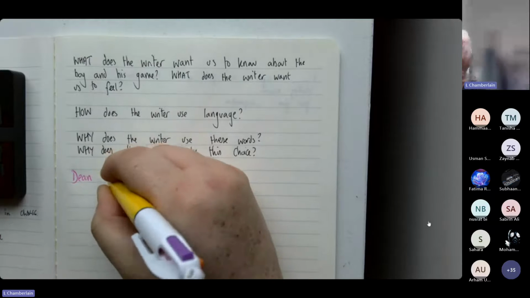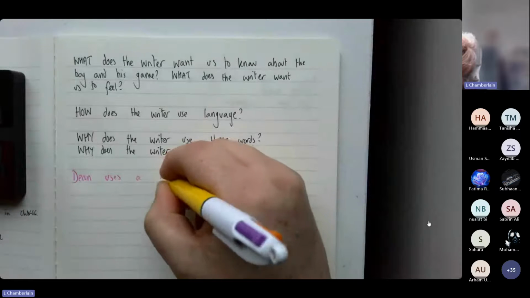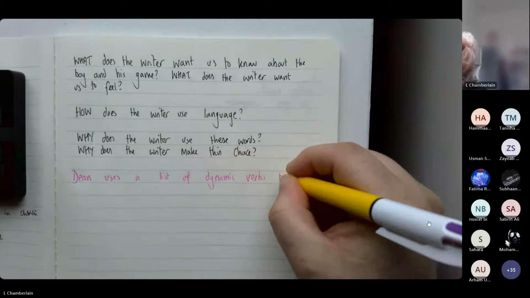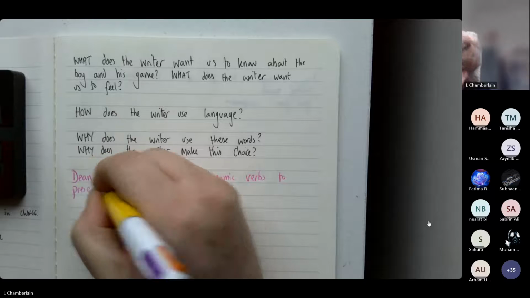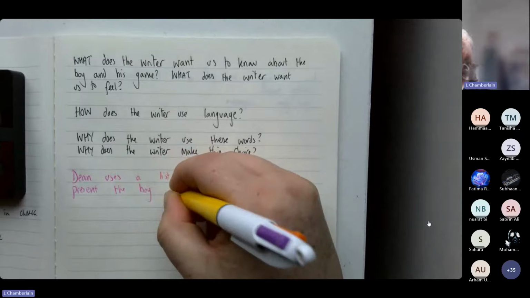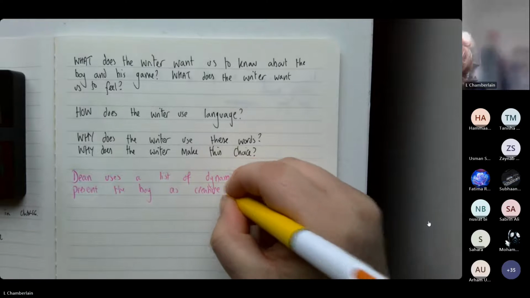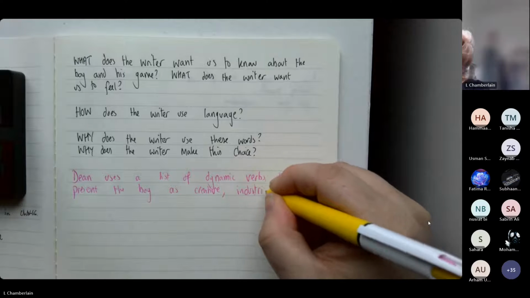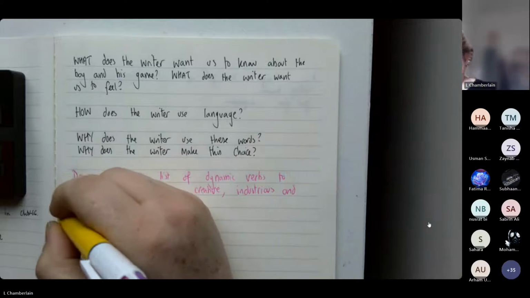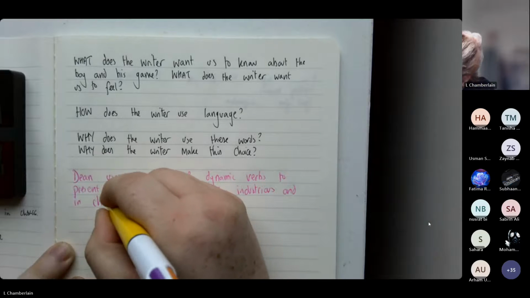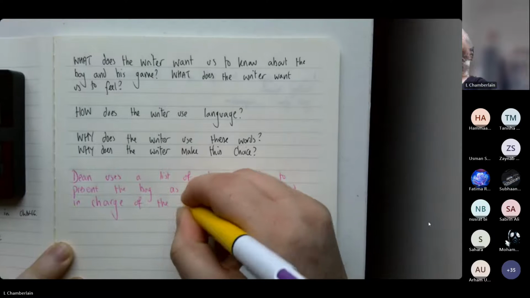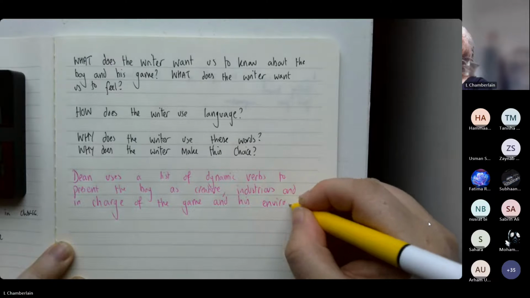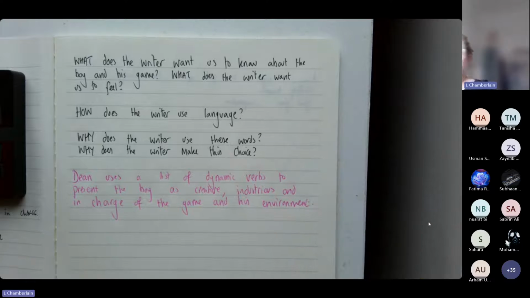So I'm going to say Dean uses a list of dynamic verbs to present the boy as creative, industrious, and in charge of the game and his environment. Now, that would be the first section.